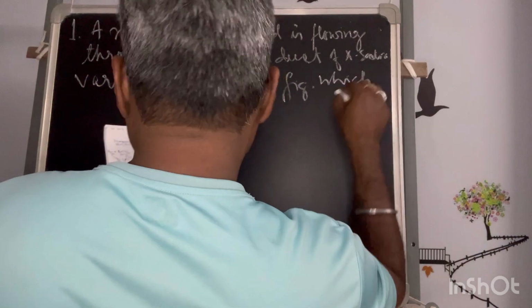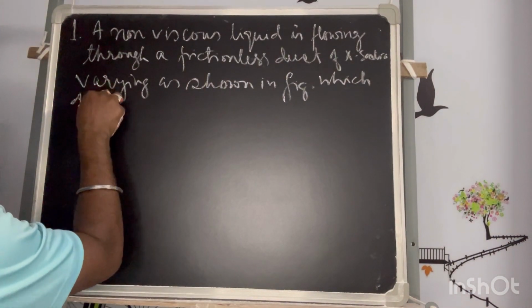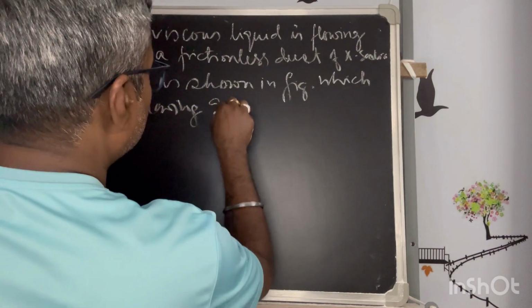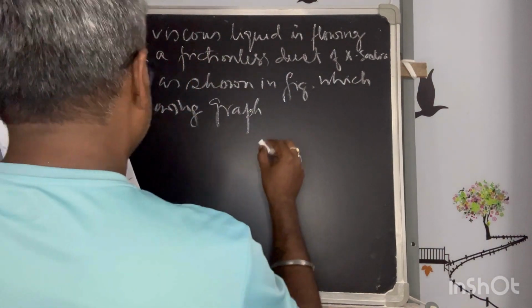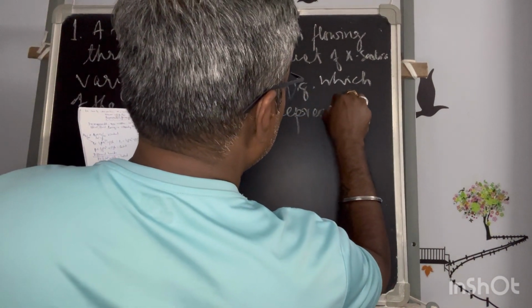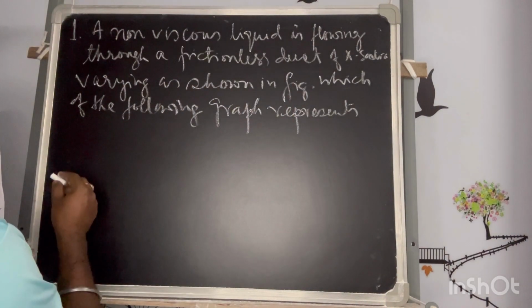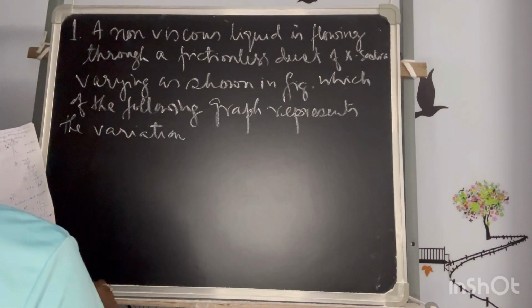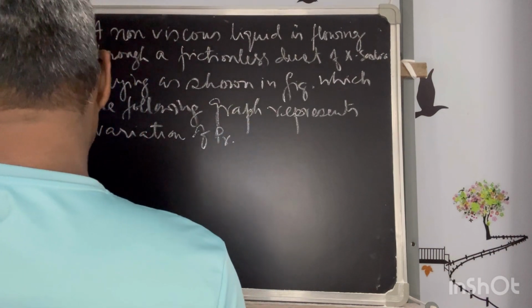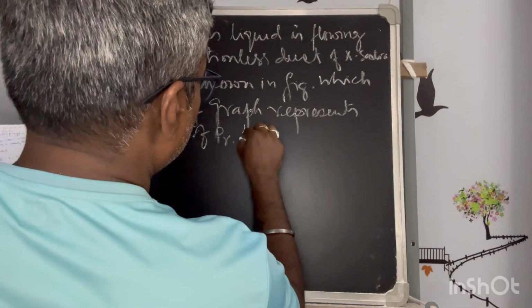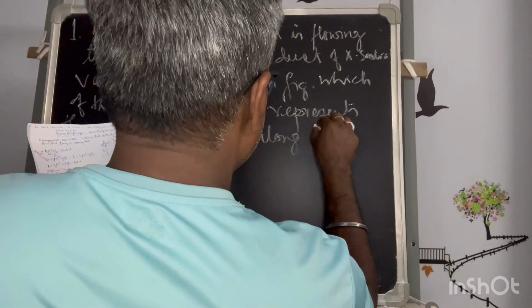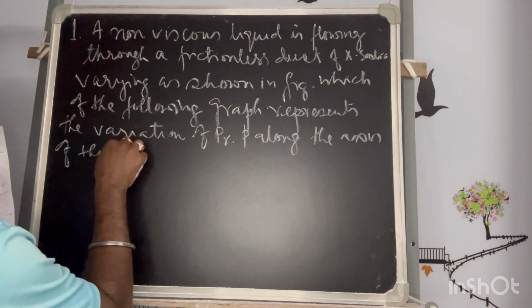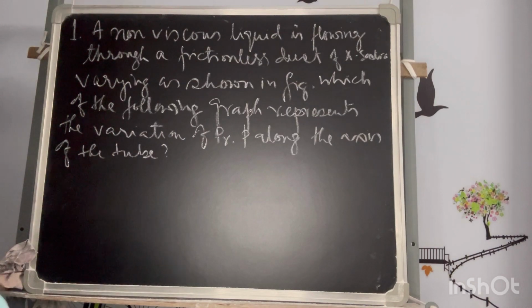Which of the following graphs represents the variation of pressure P along the axis of the tube? So now I will draw the figure that is given.